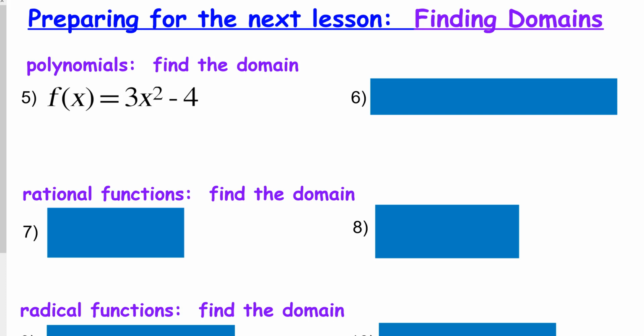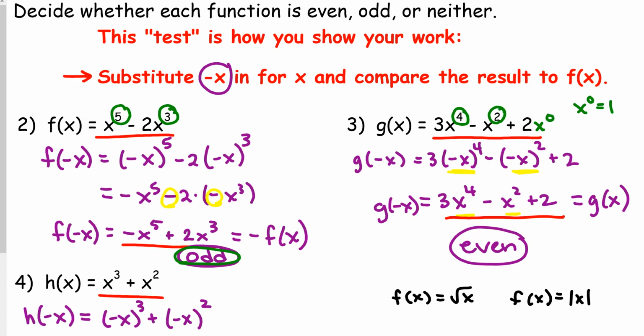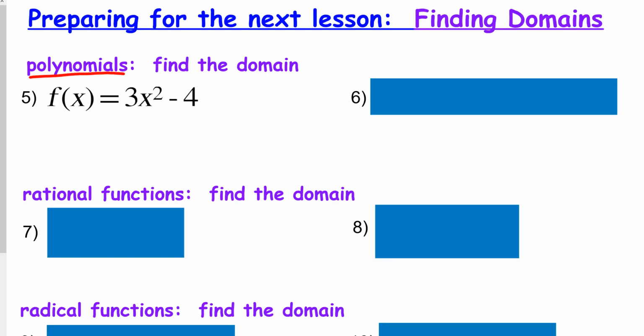We're also going to talk about domain. We've talked about domain a little bit, but finding the domain for a particular kind of function can be challenging for students. So I'm going to break it down into different function types and talk about what to look for each time. Polynomials. Okay, polynomials are where, just like you saw in the last few examples, you have x to a power, you just have sums and differences of terms, and the exponents are whole numbers. So f of x equals 3x squared minus 4 is a polynomial.